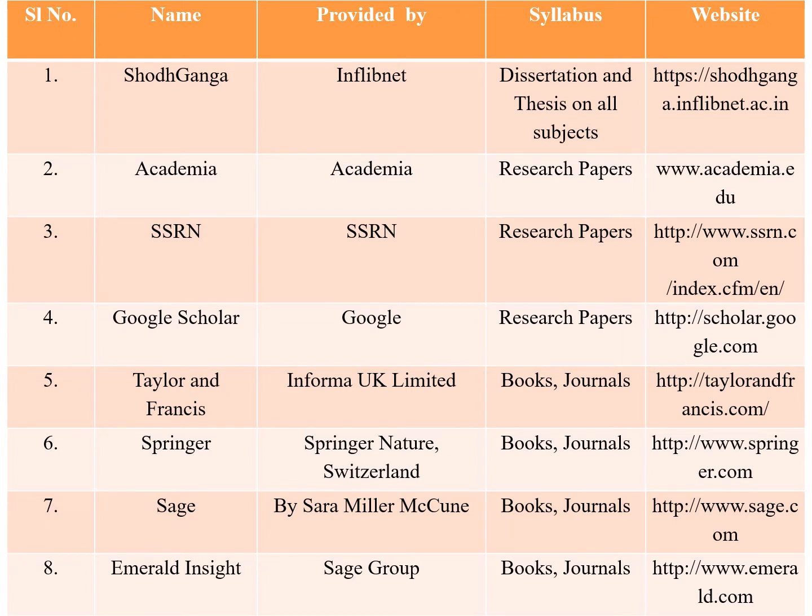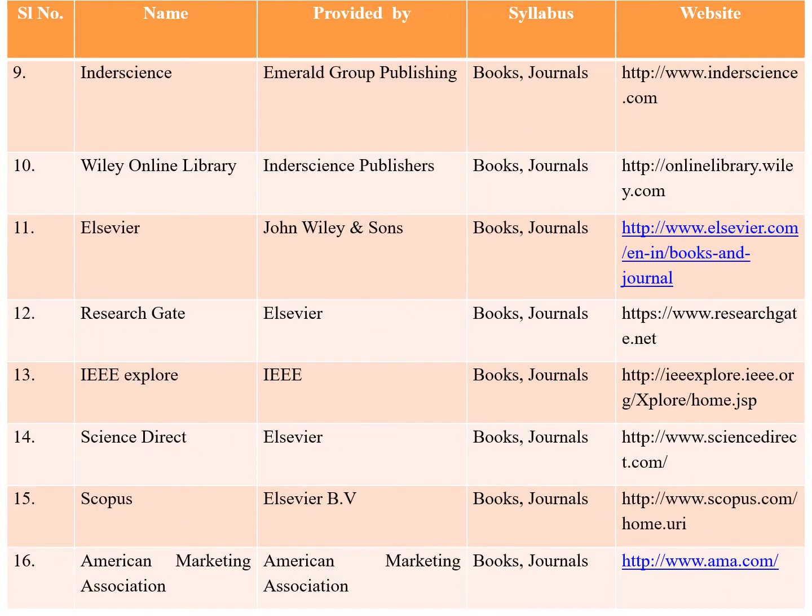for your understanding. You also have to register yourself on the sites Academia, SSRN, Google Scholar, Taylor and Francis, Springer, Sage, Emerald. These are the sites you can also access to download or go through different types of research papers for your understanding. Through this process, you have to gather many books, journals, dissertations and theses that will help you to frame a proper research paper in your master's degree or PhD program.